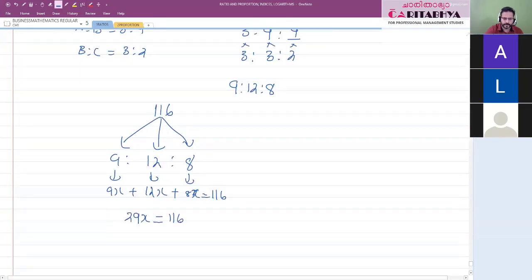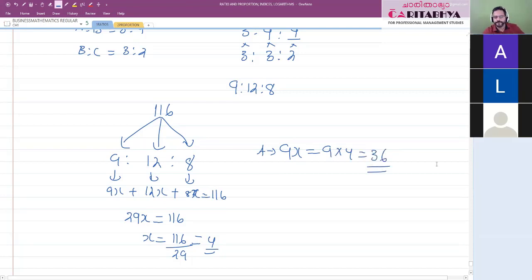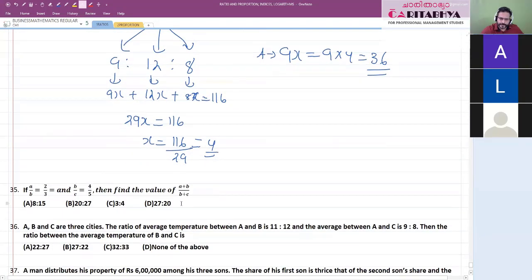29x is equal to 116. x is equal to 116 divided by 29, which is 4. What is asked is A's, which is 9x. So 9 into 4 equal to 36. Did everyone get it? Yes, sir. Then next question.